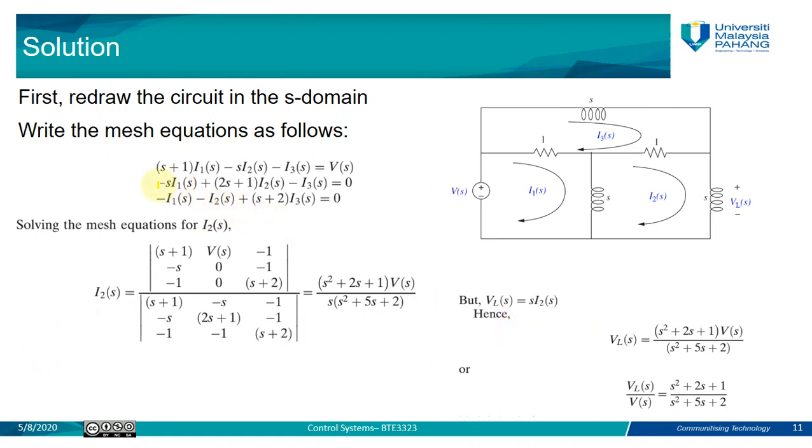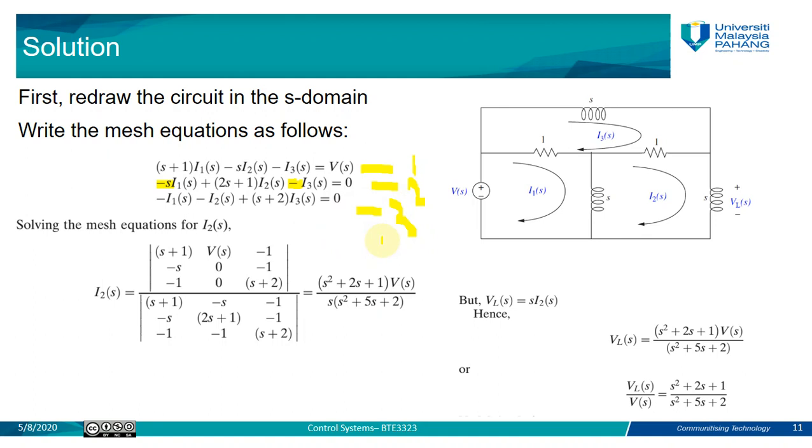Loop 2 also has a common element with loop 3, which is the resistance of value 1, so it becomes negative 1 I3. This is how to write equation number 2. This is equation number 1, this is equation number 2, and here we have the third equation.